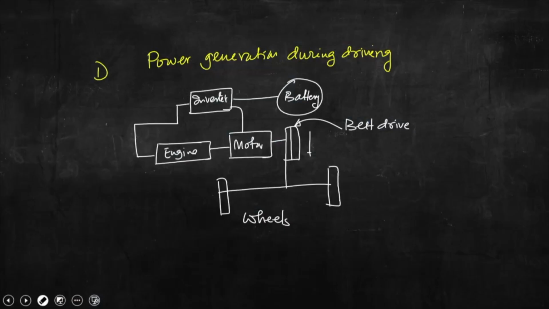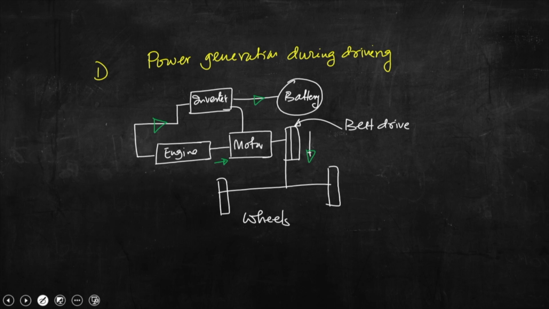So, what should be the arrow direction now, when we need power during driving? This should be the arrow. The engine is running the inverter, so it will go to the battery, the battery will get charged, and then power is coming from the engine to the motor, and then the belt drive, and finally the wheel. So, try to understand the arrow direction.